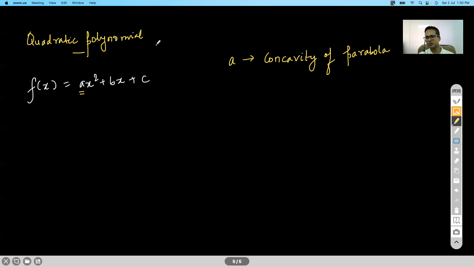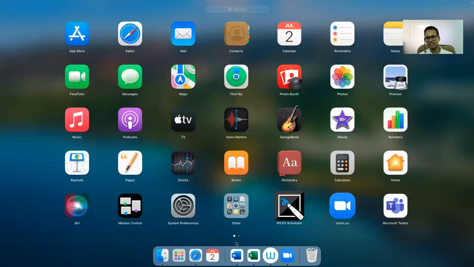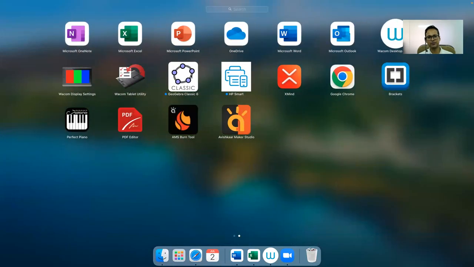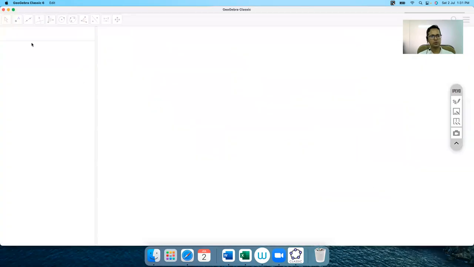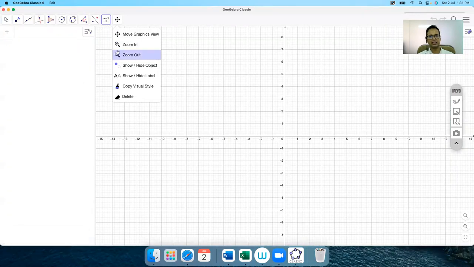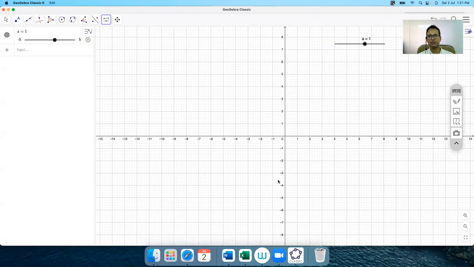Now, how does it control the concavity of the parabola? I would quickly like to show you a demonstration on GeoGebra. What I'm going to do is choose a slider here. A slider is basically a tool on GeoGebra by which you can change the values of certain parameters, right?